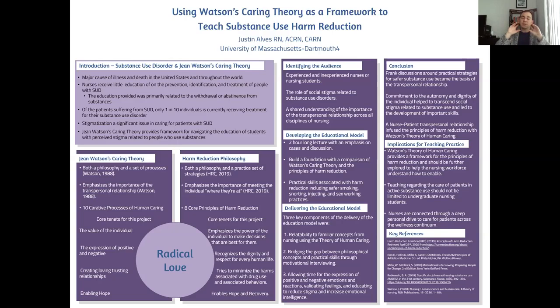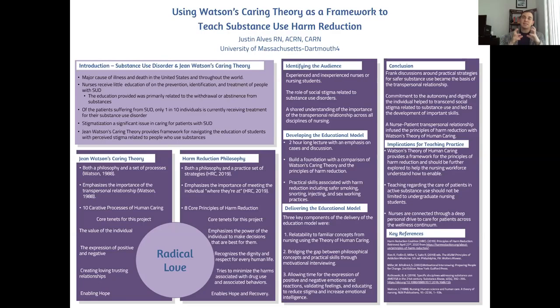And then really and truly, the two big key components of the delivery of the education model that make this sort of unique, that are also infused from Watson's caring theory, are the idea of motivational interviewing and really teaching nurses, either novice nurses or experienced nurses, how do we explore different options with patients and really let patients drive the show about when they're ready to change and what change they're ready to exact.